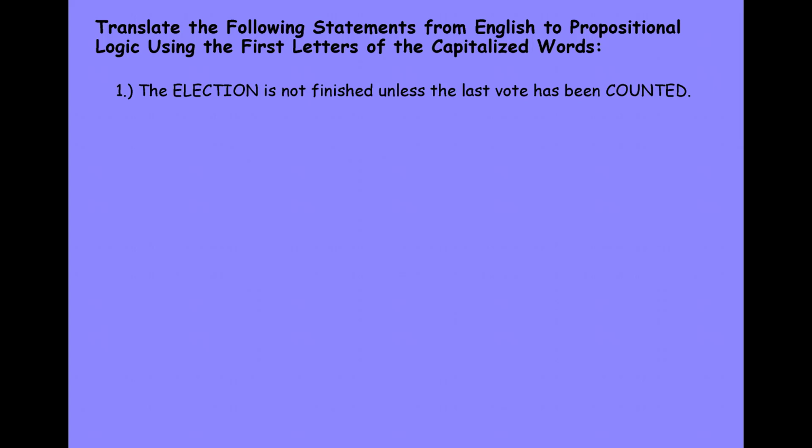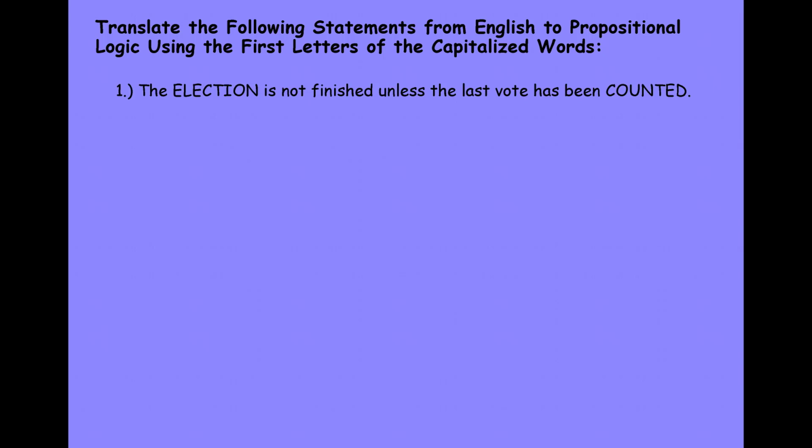Now that we've outlined our basic method, let's go through 4 more examples following that basic method. Our first one here is this sentence: the election is not finished unless the last vote has been counted. So we have 2 words that are all capitals. So we're going to symbolize one simple statement in our translation with an E.